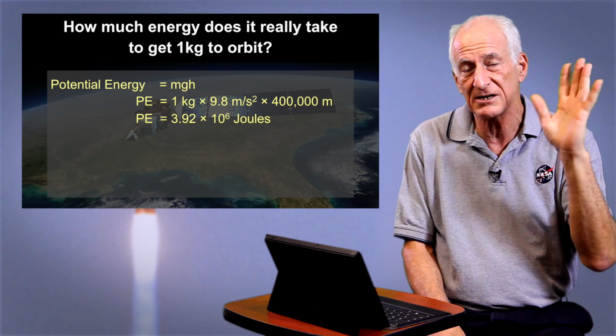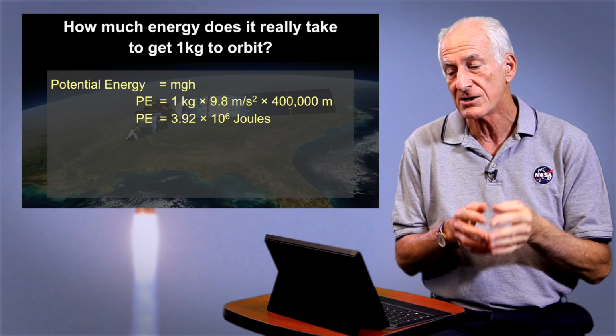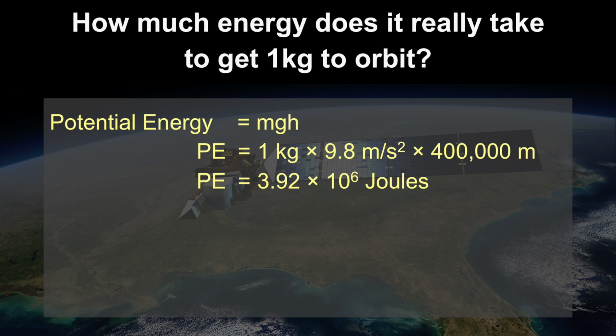But let's just assume that it's 9.8 meters per second squared, which is what it is here on the surface of the Earth. So if we take 1 kilogram, the potential energy that you need to raise it a certain distance is the mass times the gravitational acceleration times the height, mgh, and we work out the numbers here. 1 kilogram, 9.8 meters per second squared, 400,000 meters. We're using the MKS system, and we get about 3.9 megajoules of energy.